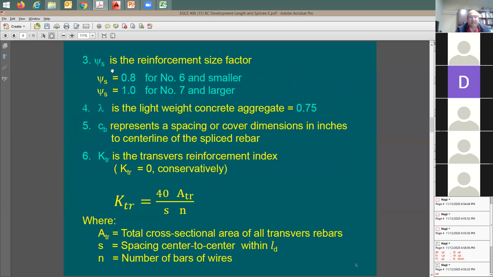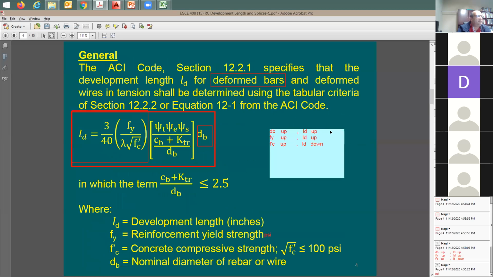What is psi sub S? It's going to be about the rebar size. It says it's going to be equal to 0.8 for number 6 and smaller, 1 for number 7 and larger. And lambda is going to be the lightweight concrete aggregate. It's going to be 0.75. So I think here, this term is going to be simple. It's going to be 3 factors. You just need to know the data.